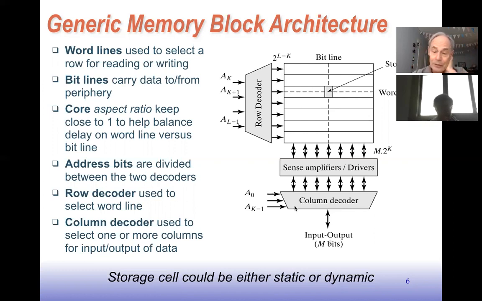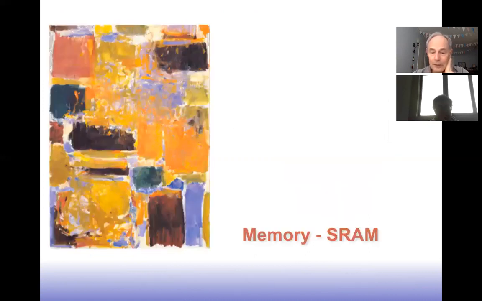Now, a large memory like a large DRAM would be made up of many of these blocks. Likewise for static RAM. I'll show a picture of that later, but we'll put a bunch of these blocks together to make a bigger memory. Okay, so that's the basic architecture. Now I'm going to look at the circuits.